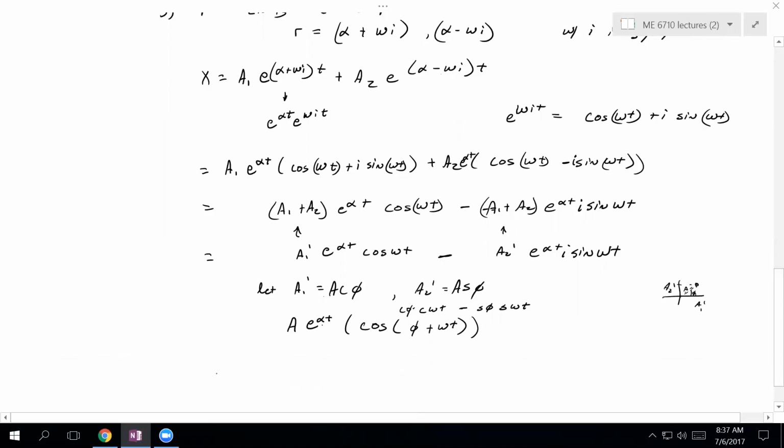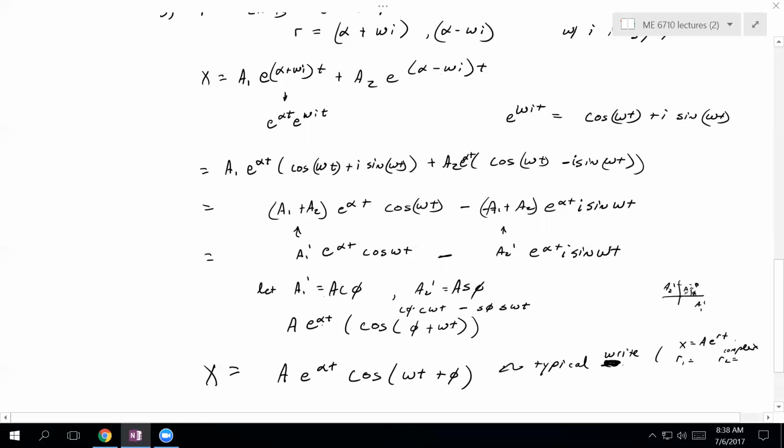And I'll rewrite this one more time. So my solution is x equals A e to the alpha t cosine of, I'll write the omega t first, omega t plus phi. So typically, this is the typical way we'll write the solution. But just recall, this just means I had the original solution, x equals A e to the R t. I had two values for R, R1, R2. They were complex, and I plugged them back in and then did this math to work up in this format.